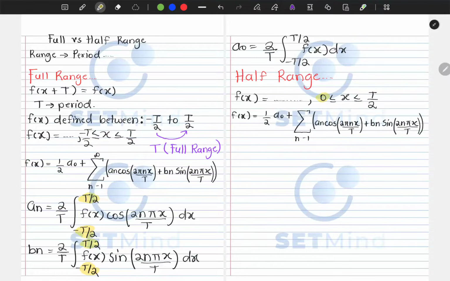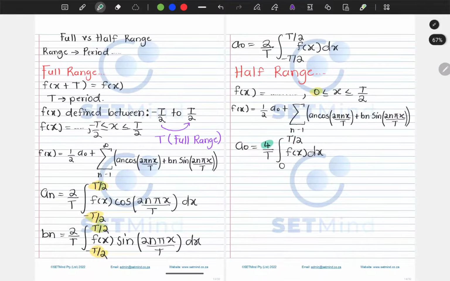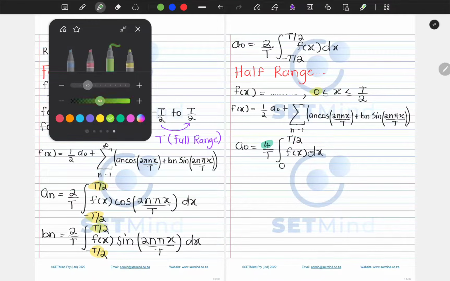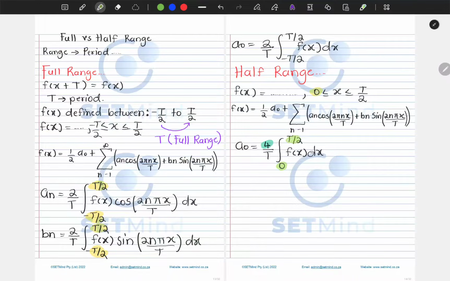And that changes our approach to how we find our a0. So our a0 changes. Instead of now having a 2, we will now have a 4. So we now have a 4 over t. It's very important that you note. And then we start from 0 up to t over 2, and you'll be integrating f of x dx. So now I need you to note this here. We have changed that. That has become a 4, and this has become a 0, and that remained as it is. It is different from when we have a full range.